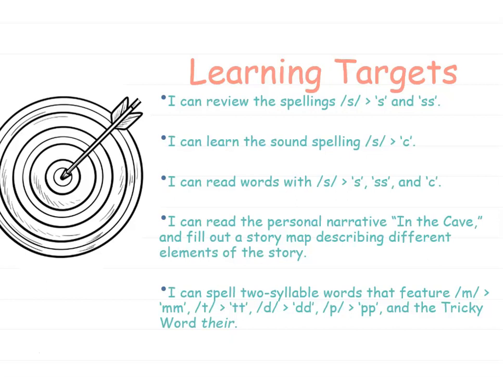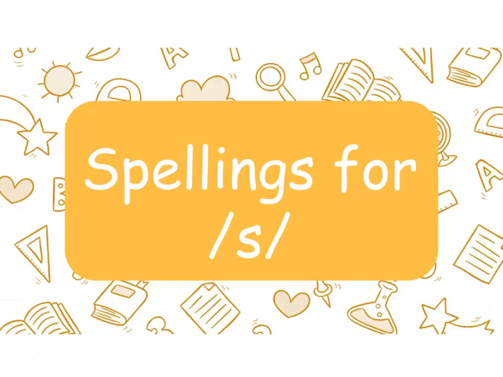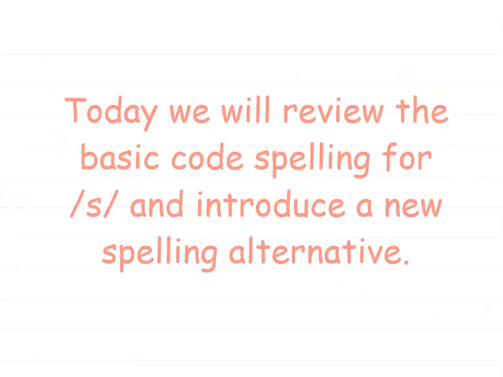story. I can spell two-syllable words that feature d, and the tricky word there. Today, we will review the basic code spelling for and introduce a new spelling alternative.